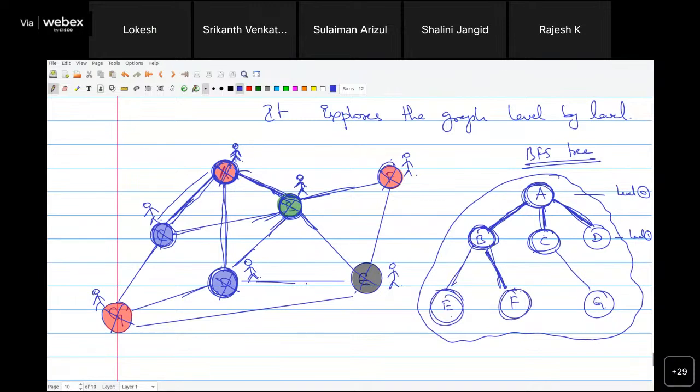and I came back to A and I have moved to C, and from C I have explored G and I went back and I have reached D, and from D there is no vertex yet to be explored, and I come back to A and again I will go to the level 2 now. So once level 0, level 1 are done, level 2 I will reach.